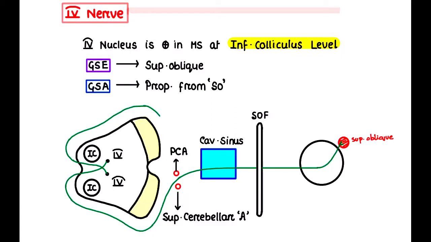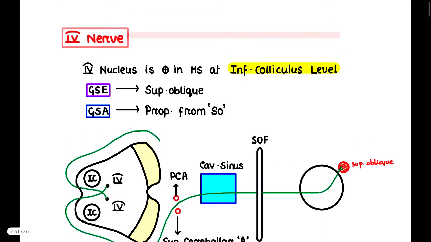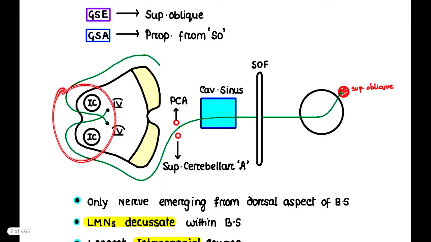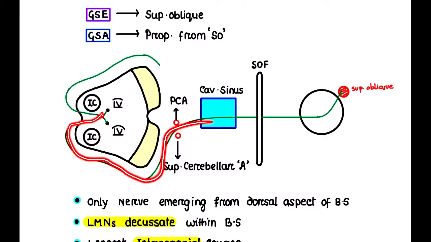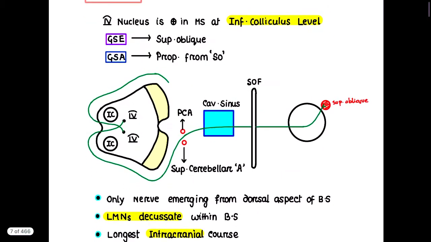The topic of discussion right now is the fourth cranial nerve. We will talk about where it is placed, the columns, the nuclei, how it originates, its course, and how it goes on to supply the superior oblique muscle. These are the things we'll discuss. So without delay, let's begin.